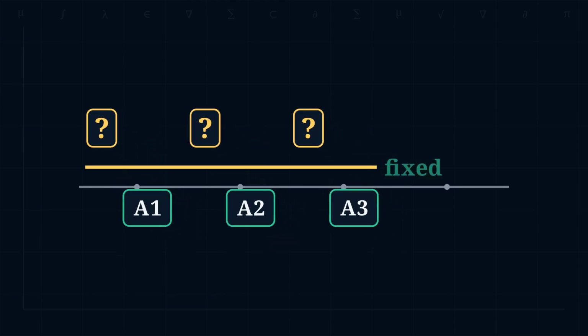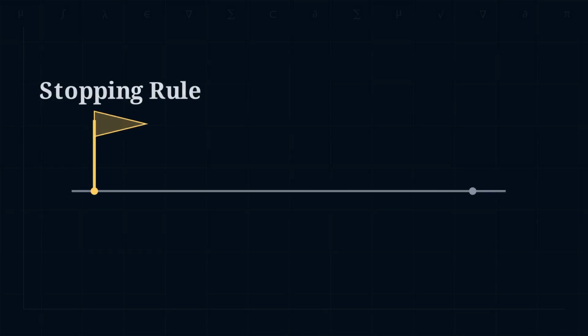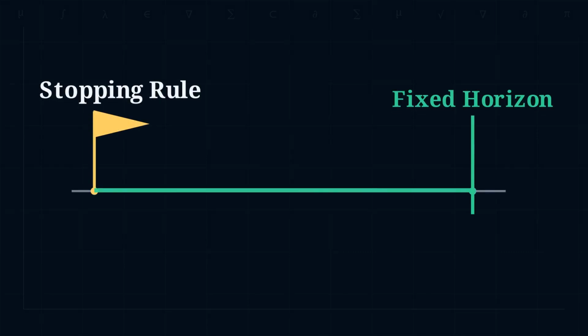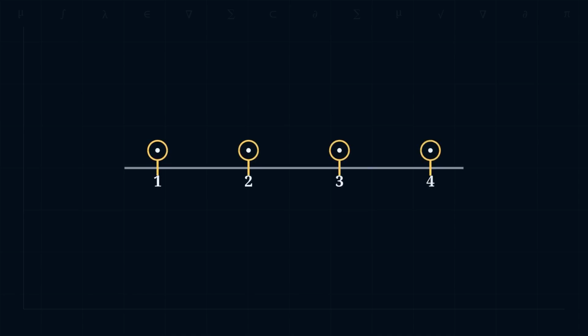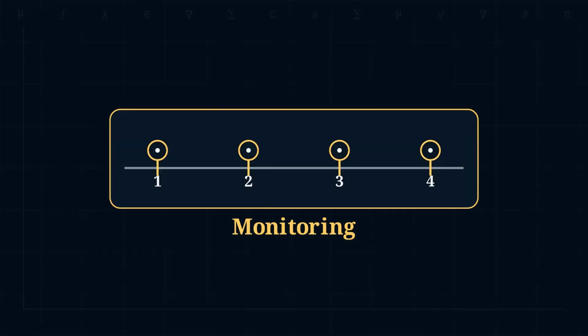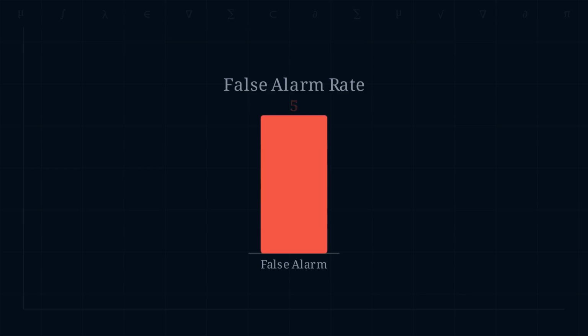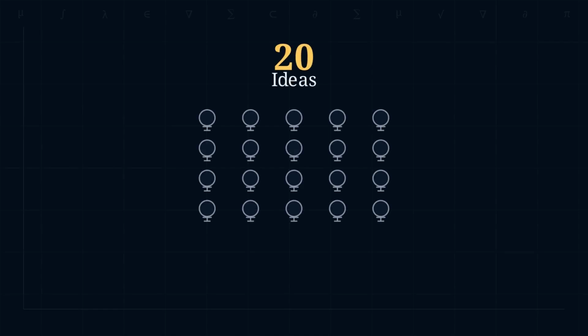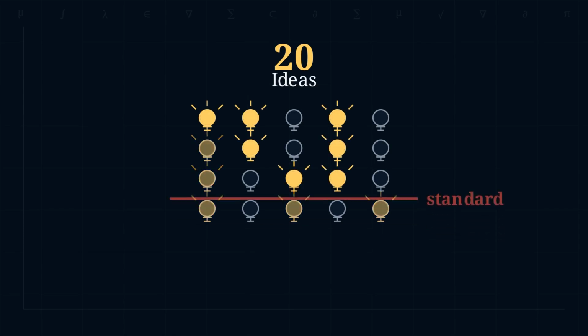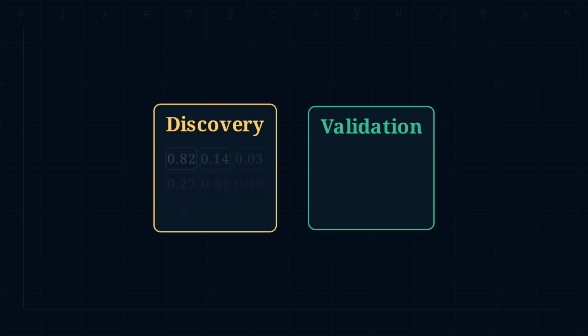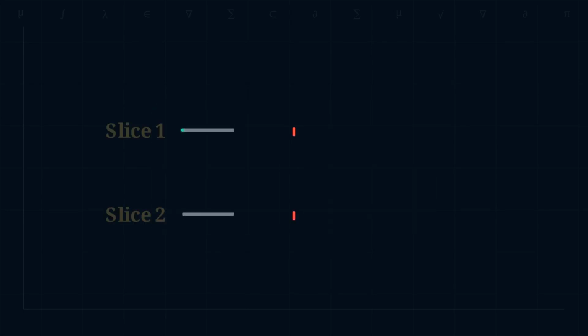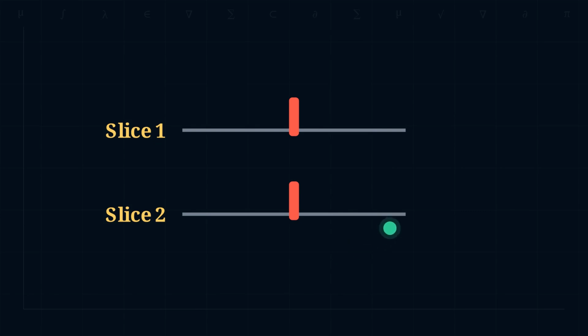The fix is mechanical. Pick your stopping rule before you start, whether it is a fixed horizon or a clear, justified decision boundary designed to handle peeking. If you must look along the way, use a method built for monitoring that keeps the overall false alarm rate where you promised it would be. When you try many ideas at once, adjust your standard so that the chance of crowning at least one false winner stays under control. Or split your data so that discoveries made in one slice must clear the bar again in a fresh slice.